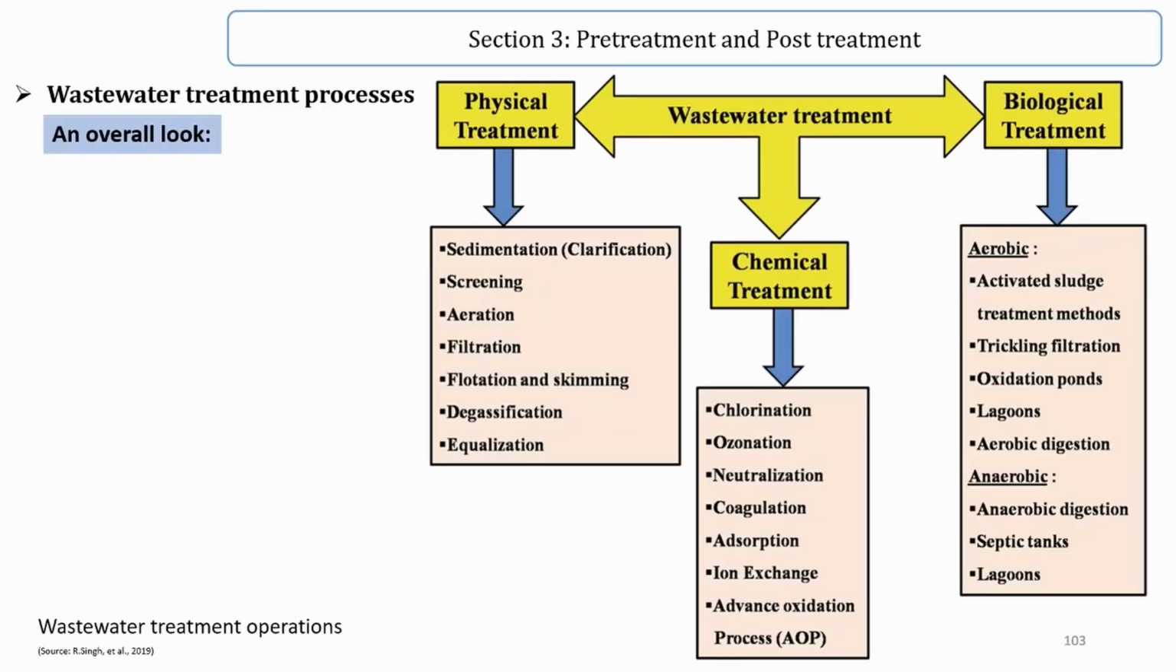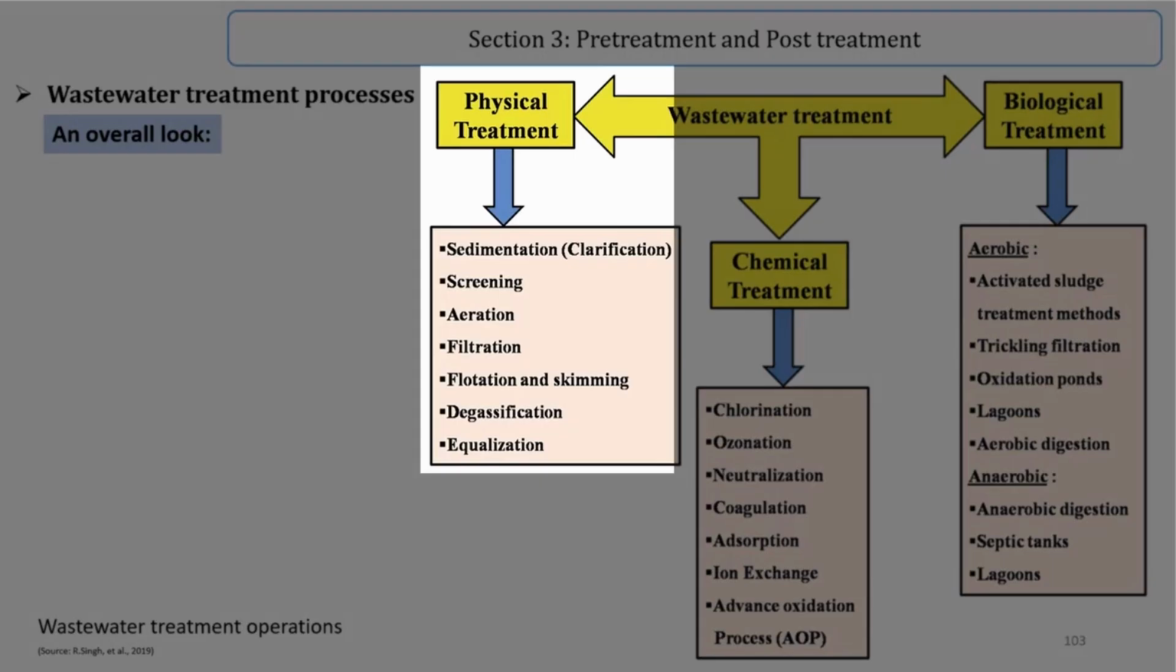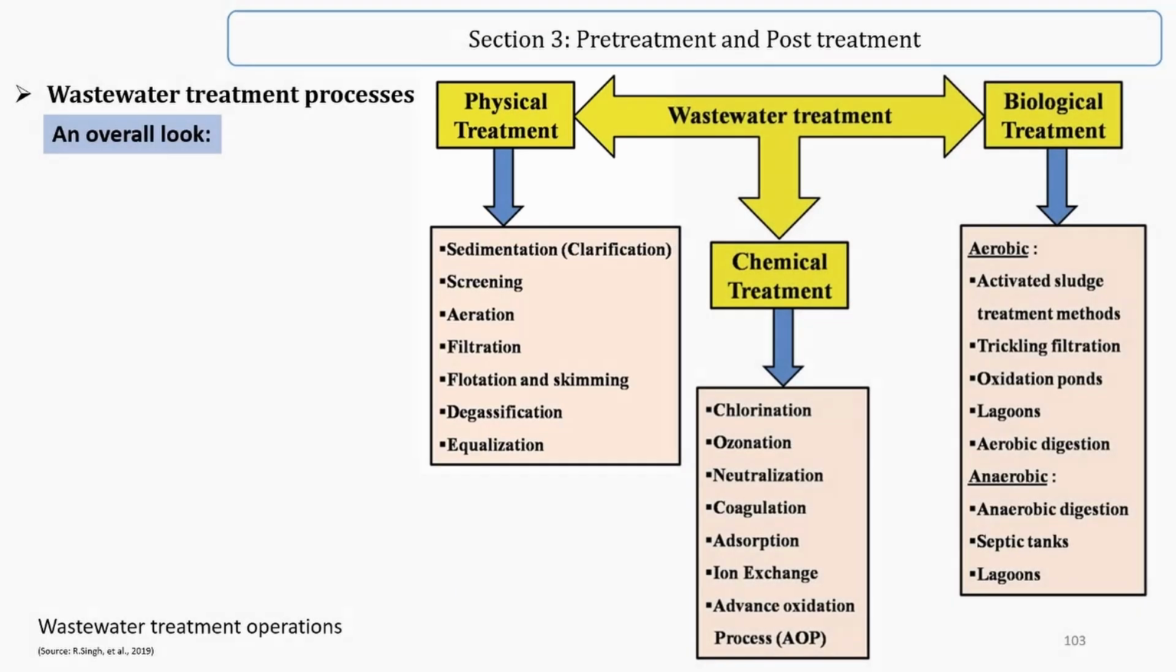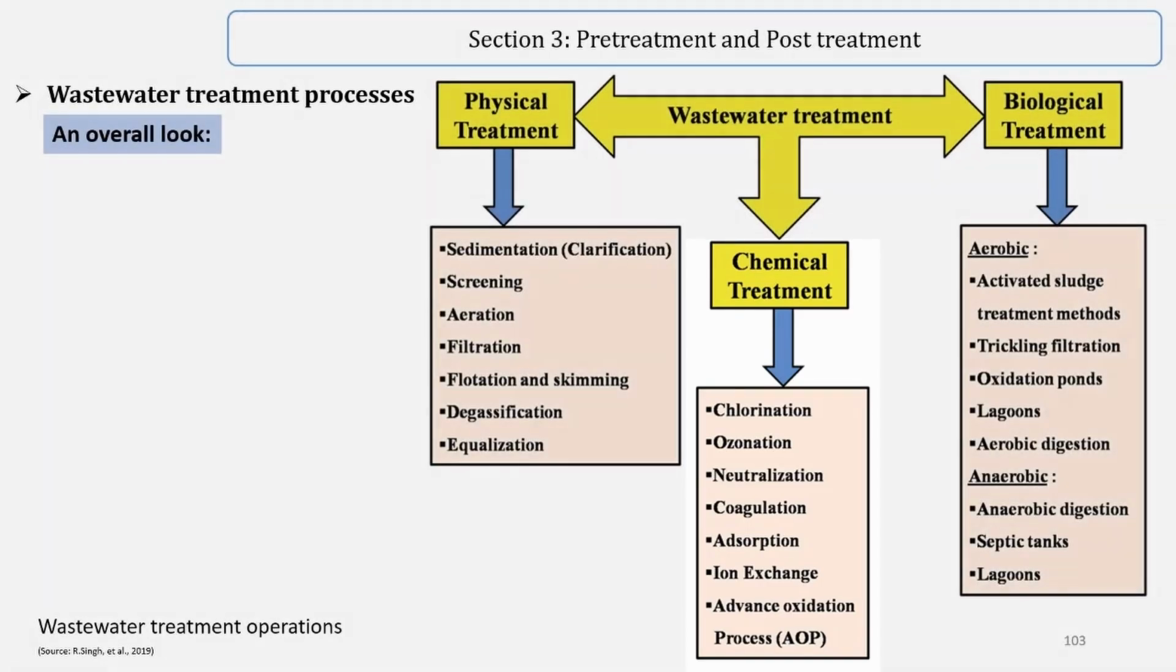Before discussing the types of pretreatment, let's look at the treatment processes. In this slide, a list of treatment processes that are applied for wastewater treatment is presented. Physical processes such as clarification, screening, aeration, filtration, flotation, degasification, and equalization. Chemical processes such as chlorination, ozonation, neutralization, coagulation, adsorption, ion exchange, and advanced oxidation process.